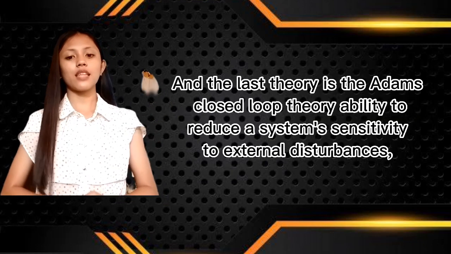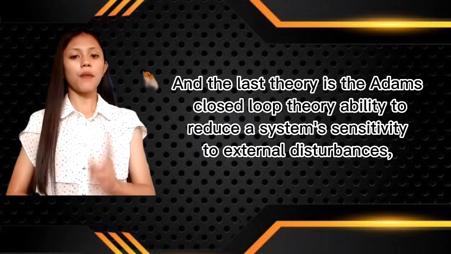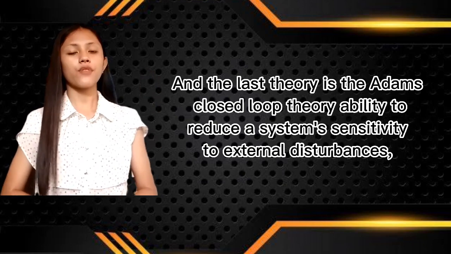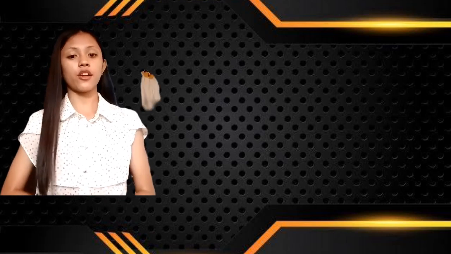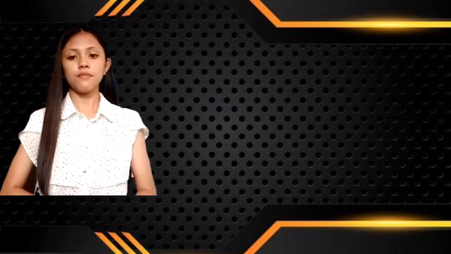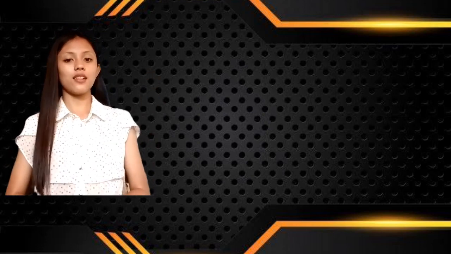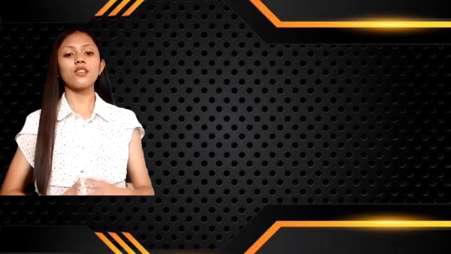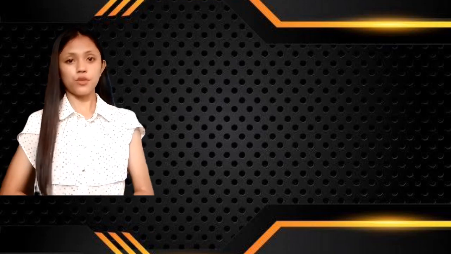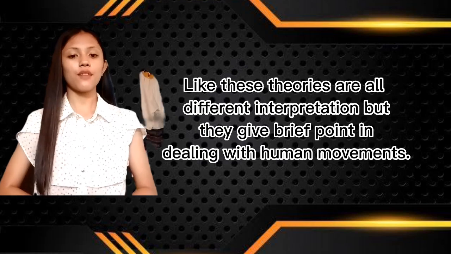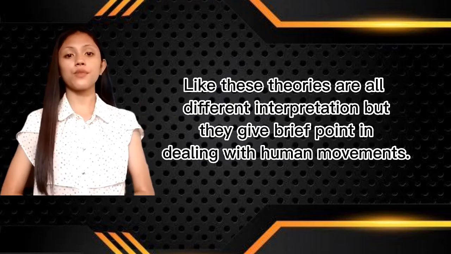And the last theory is Adams' closed-loop theory, which has the ability to reduce a system's sensitivity to external disturbances. For example, closing the loop gives the system a more robust control, as any changes in the feedback signal will result in compensation by the controller. These theories are all different interpretations, but they each give a valuable point in dealing with human movement.